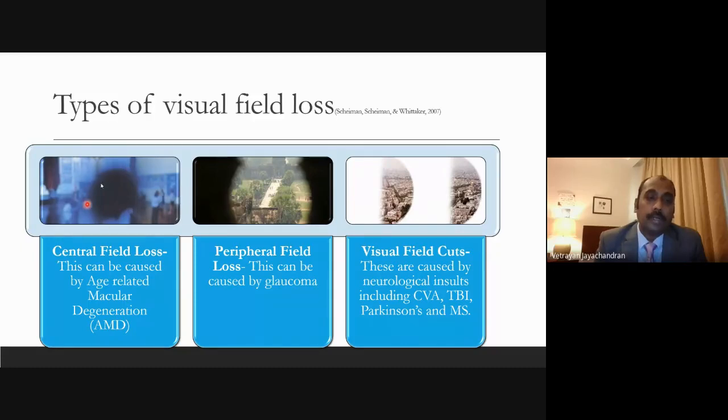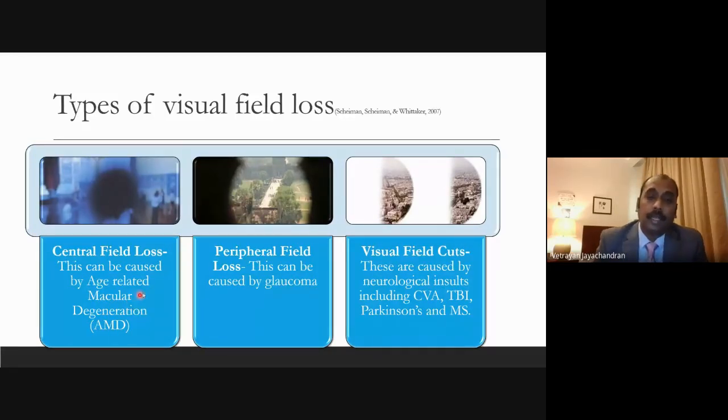So especially you will have difficulty seeing the details of the images presented in the central aspect. You can see the images on the peripheral side, but you cannot see the images on the center part. We call this a scotoma, which affects the central part of your vision. This type of visual field loss, the central visual field loss, is mainly seen in age-related macular degeneration.